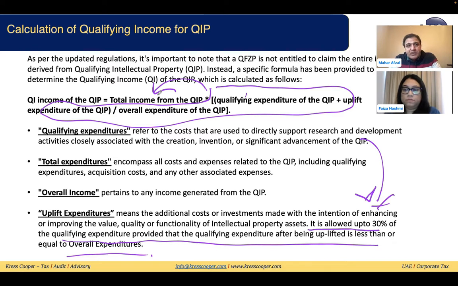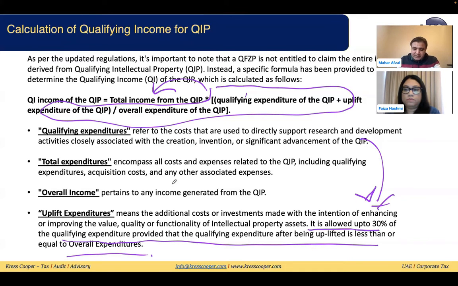They have given the definition of qualifying expenditures, total expenditure, overall income, uplift expenditures. So qualifying expenditures are related to research and development, total expenditure, even including the acquisition cost. Overall income is whatever the income is being earned from the qualifying intellectual property. Uplift expenditure, usually these expenditures are incurred for the intention of enhancing the quality and functionality. It is allowed up to 30% of the qualifying expenditure, provided that the qualifying expenditure being uplifted is up to less than or equal to overall expenditures.